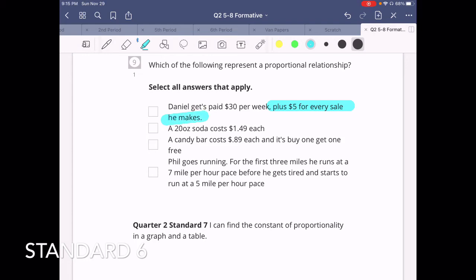Not proportional. Okay? Because he's not going to make the same amount of sales every day, right? And if he doesn't make any sales, he still makes $30 per week. So 0 is not 0. All right. A 20-ounce soda costs $1.49 each. That is proportional.